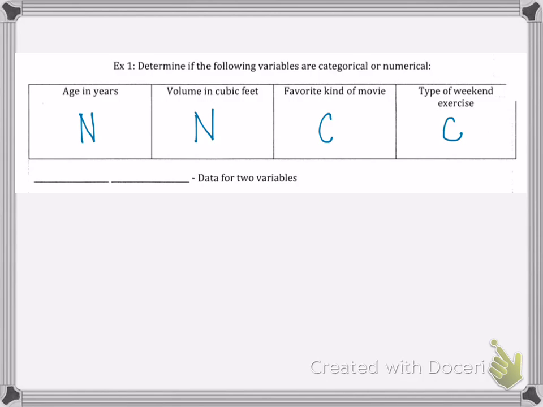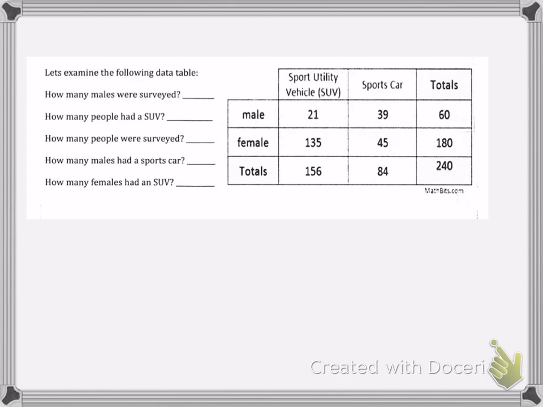Now, data for two variables, and that's actually what we've been talking about with our scatter plots that we just focused on a couple units ago. Data for two variables is called bivariate data, and the prefix means two, so it makes sense that if you're looking at data for two variables, it's called bivariate.